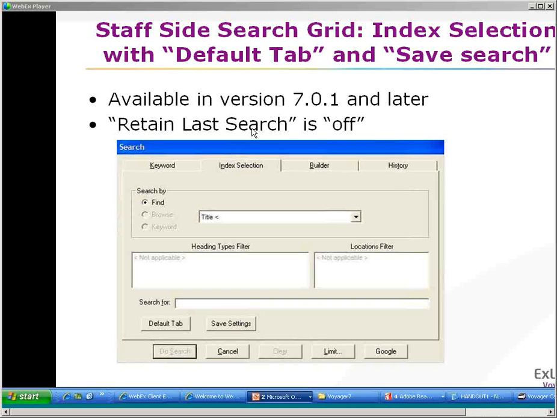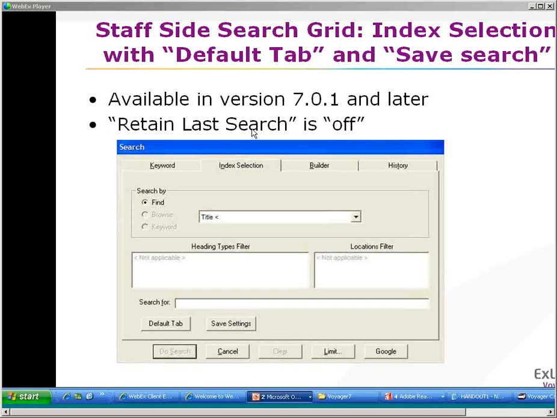lets each individual operator who pulls up cataloging select preferred default searches and also select and save specific indexes that they choose in the drop-down menu. It is independent. Search settings can be saved for builder, for keyword, and for index selection, so you can save default searches anywhere. They stay saved and in memory until or unless you turn Retain Last Search on.